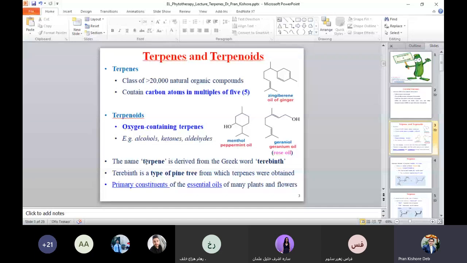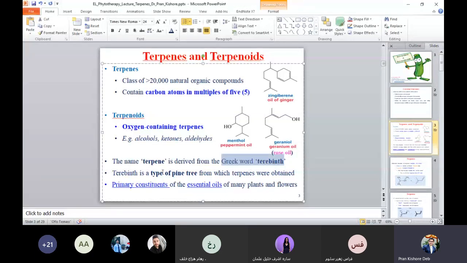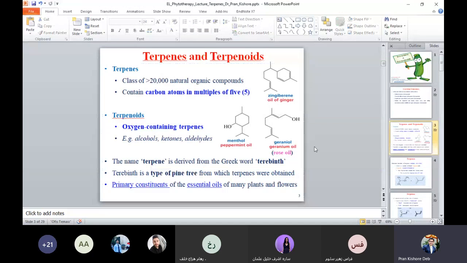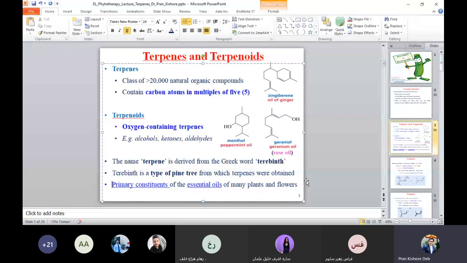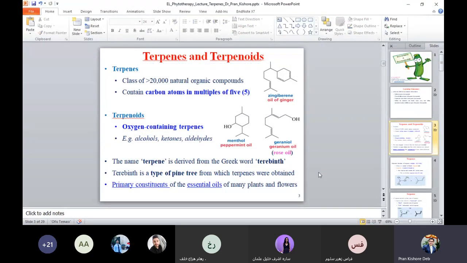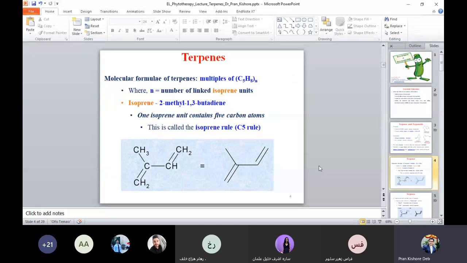Now the name terpene is derived mainly from the Greek word terebinth, and terebinth is a type of pine tree from which the terpenes were first obtained. And another important point that you need to remember, terpenes are mainly the primary constituents of essential oils of many plants and flowers. Okay, they are the primary constituents of essential oils. So we will go to the next slide.